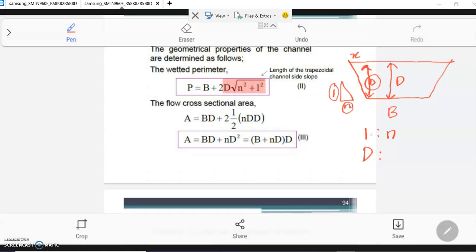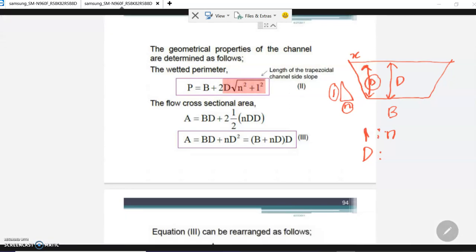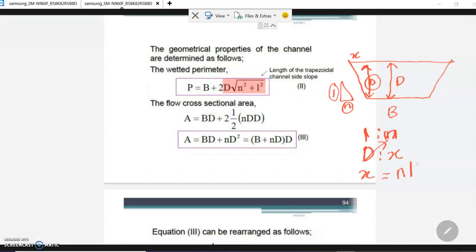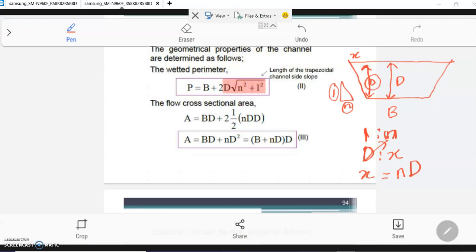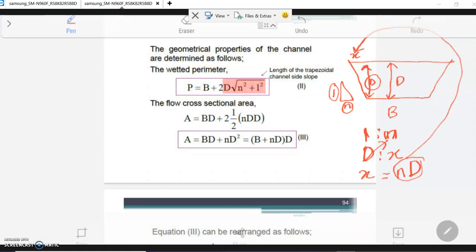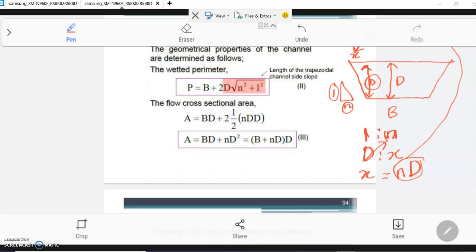X is there. Okay, so we put when 1 is ratio to n, so D is ratio to what? X. Okay, so X is what? X is, we multiply it, D times N, so X is ND. Okay, so X here, ND here, we put inside this, it is replaced with ND, and then we have, okay, we have this side is hypotenuse, right, hypotenuse.